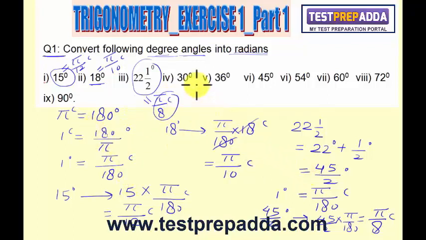Similarly, 30 degree can also be solved very easily. 30 pi by 180, and that will come about pi by 6 radians. Now you try to find the value of 36 degree in radian, 45 degree in radian, 54 degree in radian, 60 degree in radian, 72 degree in radian, and 90 degree in radian.